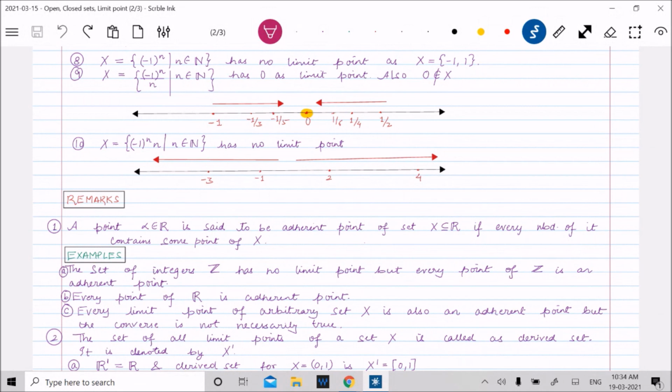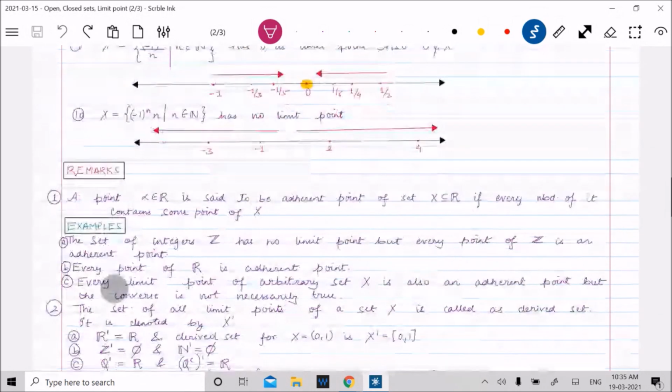Okay. Now we'll talk about our real axis. You can see that every point of the real axis is an adherent point as well as a limit point, because fortunately all the points which are the limit points of R are actually lying inside R. That's why we can call them adherent points, right? But that is not true for a set something like this.